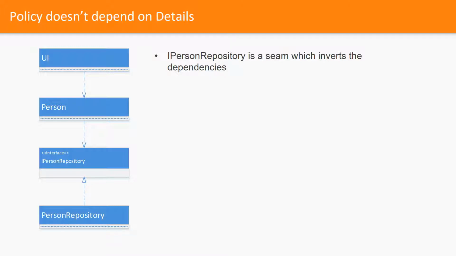We often refer to such interfaces as seams. These seams allow us to inject any dependency we want, which of course implements that interface. This is a simple yet powerful technique to invert the dependencies, achieving low coupling between components.